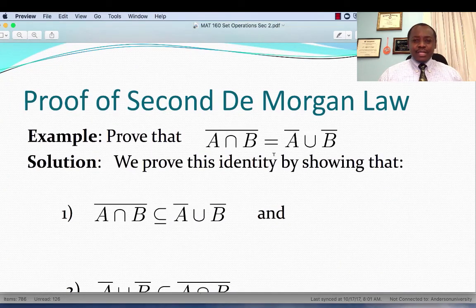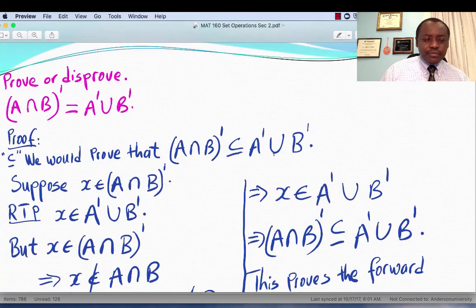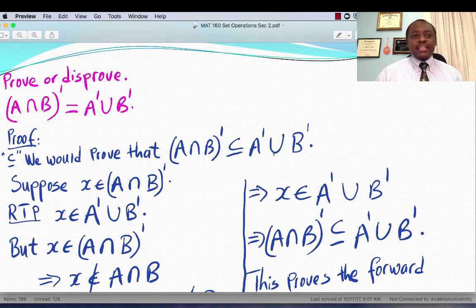So let's look at De Morgan's laws. Number one, let's prove that (A intersection B) complement equals A complement union B complement. And then we'll try proving (A union B) complement equals A complement intersection B complement. So let's go ahead and do the proof. So let me restate the problem. Prove or disprove (A intersection B)' equals A' union B'. Well, we are going to prove it.